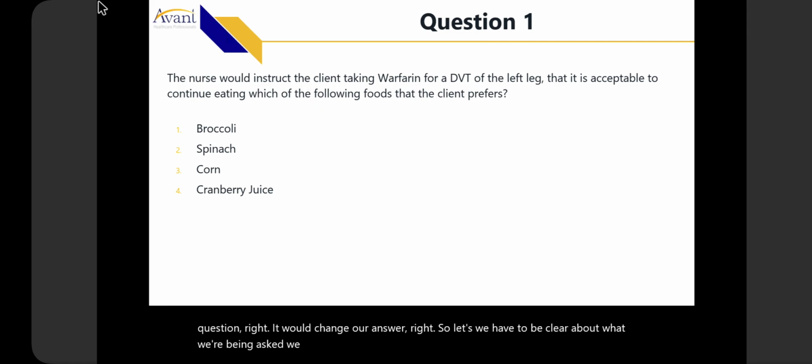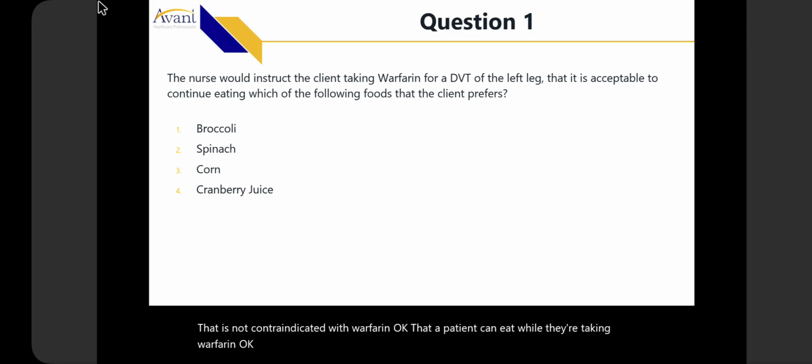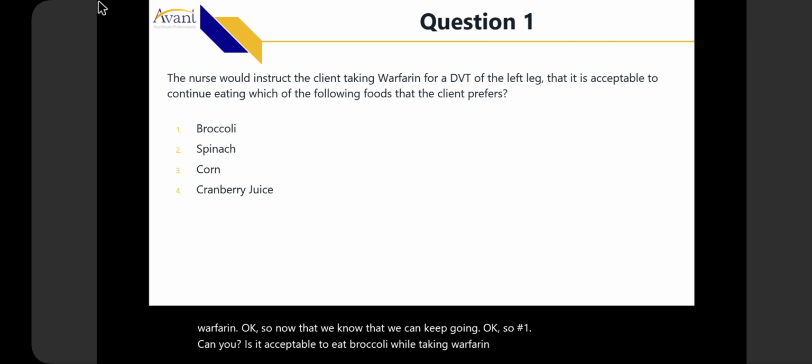We're looking for a food that is not contraindicated with warfarin, that a patient can eat while they're taking warfarin, okay? So now that we know that, we can keep going. So number one, is it acceptable to eat broccoli while taking warfarin? No, it is not, okay?